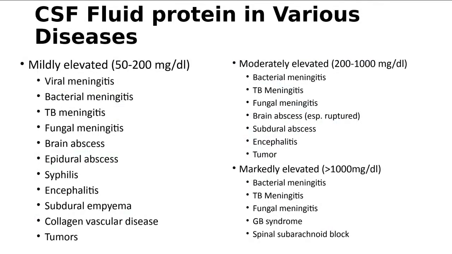Here we have now the CSF protein in various diseases. It's mildly elevated in a wide variety of situations: viral meningitis, bacterial meningitis, TB, fungal meningitis, brain abscess, epidural abscess, and so on. It's moderately elevated as well with bacterial meningitis, TB meningitis, and fungal meningitis. And it's markedly elevated in bacterial meningitis, TB meningitis, and fungal meningitis.